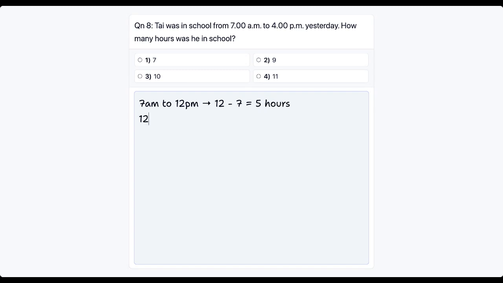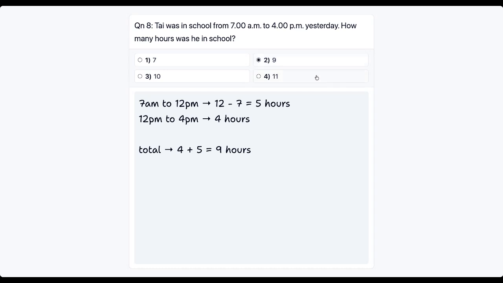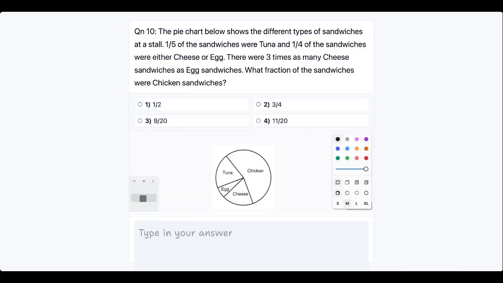So from 12 p.m. to 4 p.m. is equal to just 4 hours. Okay, and then total will be equal to 4 plus 5, which is 9 hours. Okay, there you go. Pretty straightforward. 9 hours in this case.